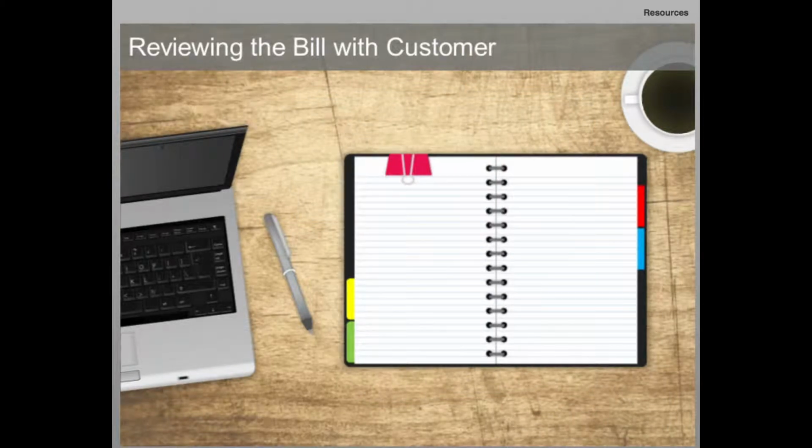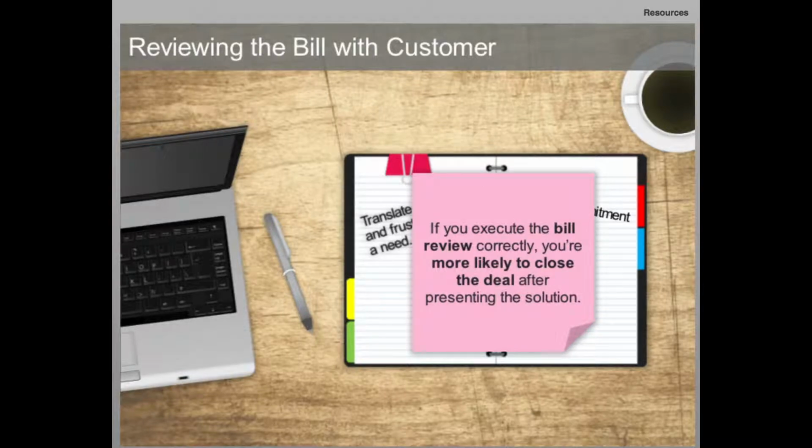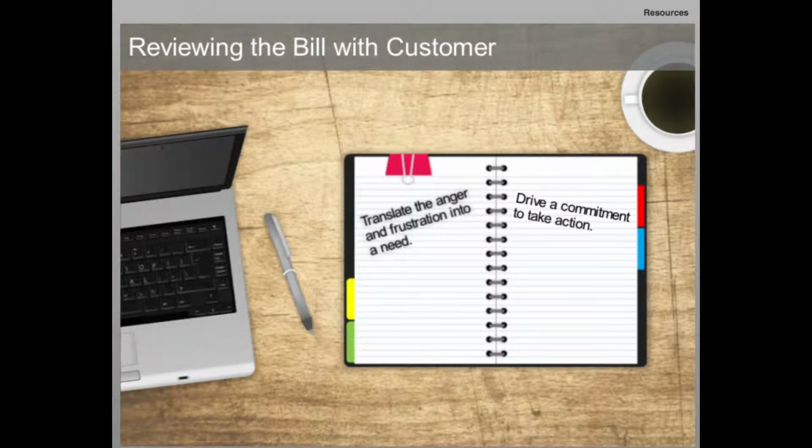During the bill review, you can translate that frustration into a need and drive the customer to make a commitment to take action. If you execute the bill review correctly, you're more likely to close the deal after presenting the solution. To see where the bill review falls in Sunrun's PowerPlay solar consultation process, click the button in the lower right corner.